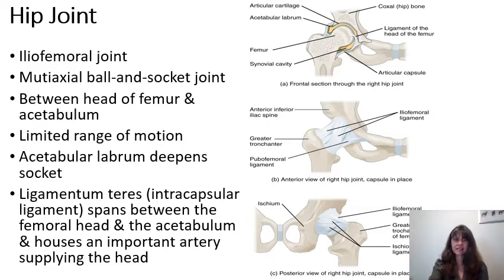There is a ligament that goes between the femoral head and the acetabulum. That is the ligamentum teres. It is intracapsular. That means within the joint capsule. It's inside the joint itself. And it also houses an artery that is really important in supplying oxygen and nutrients to the head of the femur.